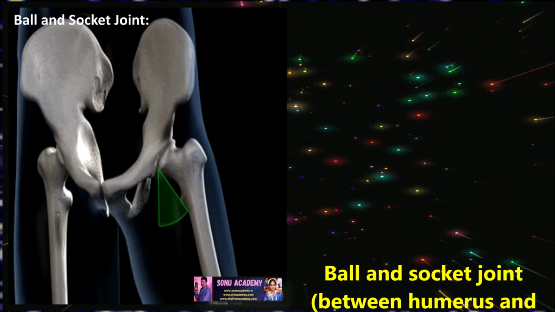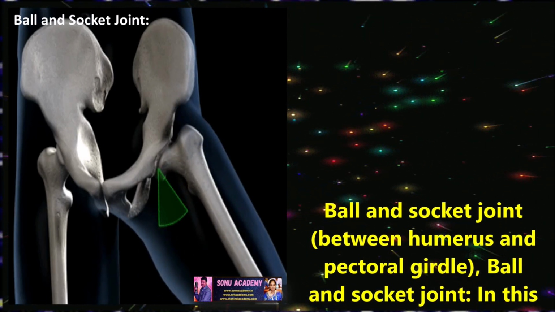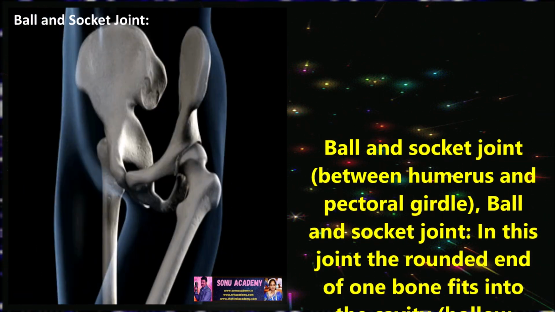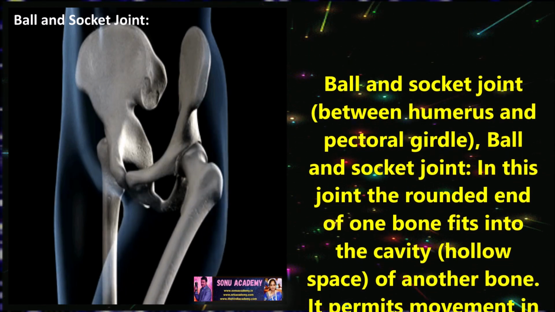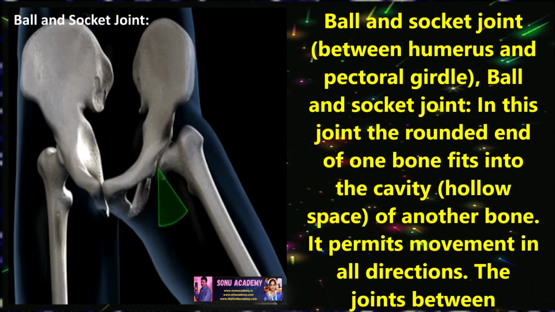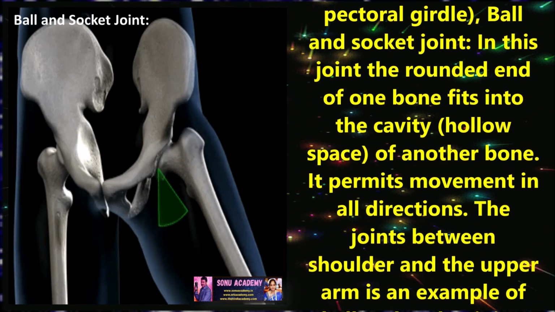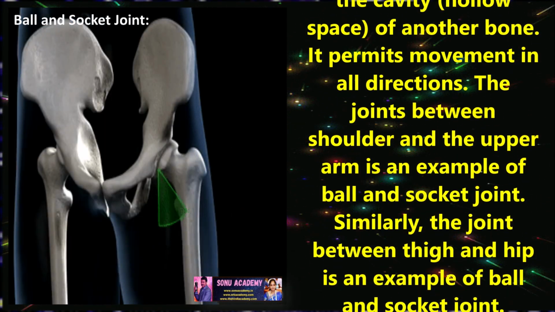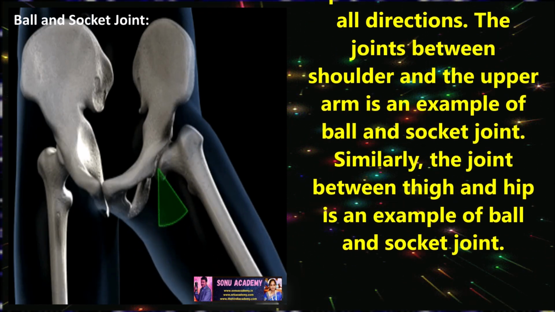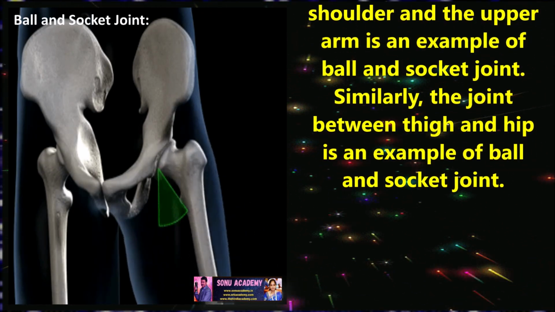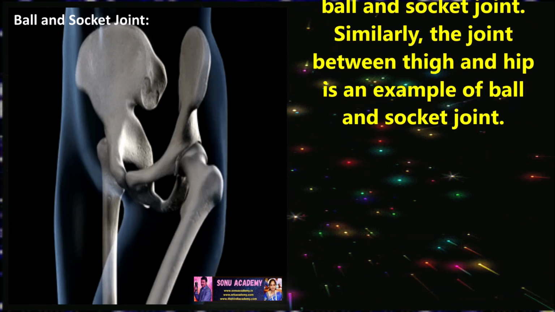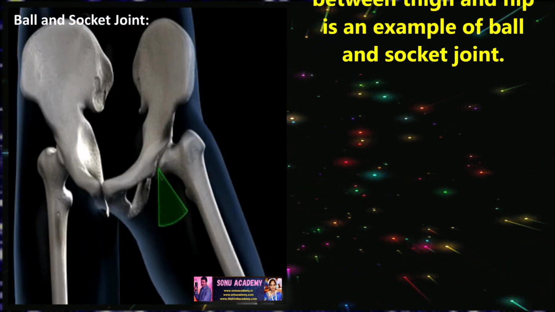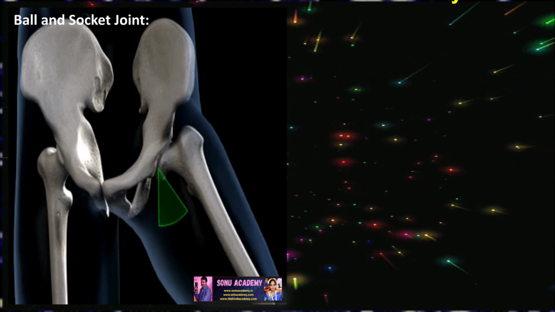First, ball and socket joint. Ball and socket joint is present between the humerus and the pectoral girdle. In this joint, the rounded end of one bone fits into the cavity, which means a hollow space, of another bone. It permits movements in all directions. The joint between the shoulder and the upper arm is an example of a ball and socket joint. Similarly, the joint between the thigh and hip is also an example of a ball and socket joint.